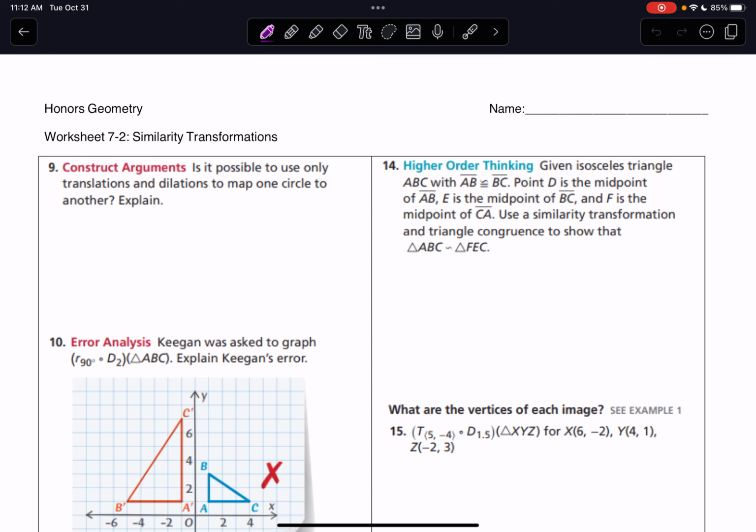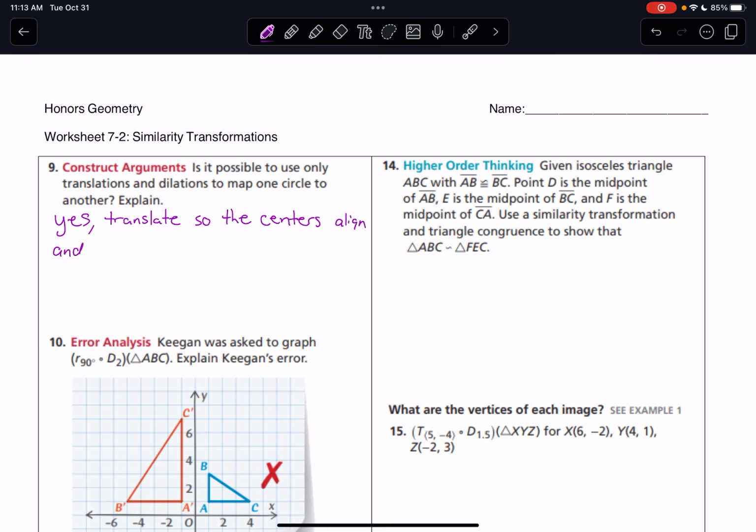So starting with number 9, is it possible to use only translations and dilations to map one circle onto another and explain? And yes, that is super easy actually. So we can say yes, because all we need to do is translate them so the centers align.